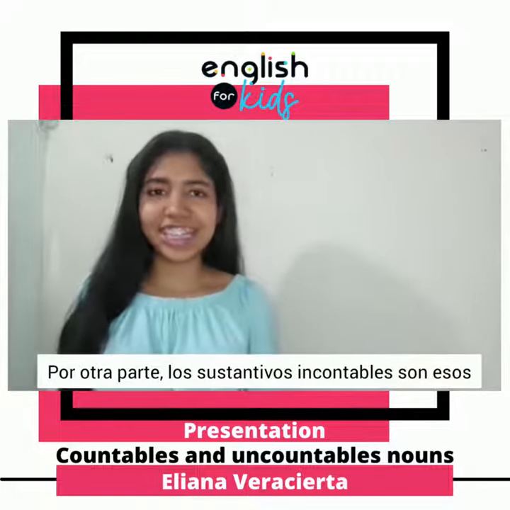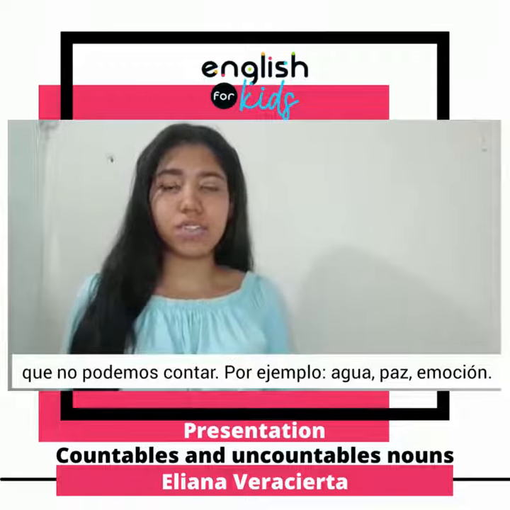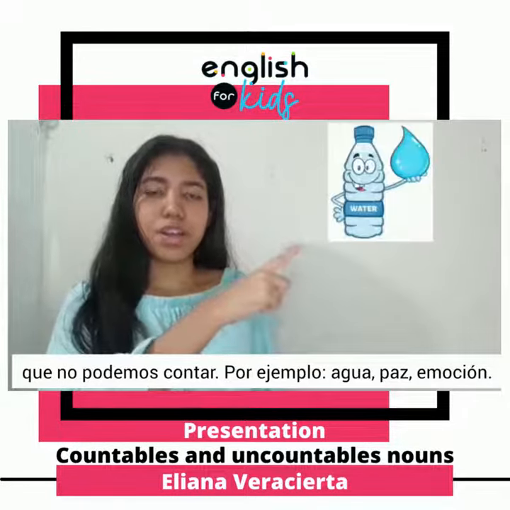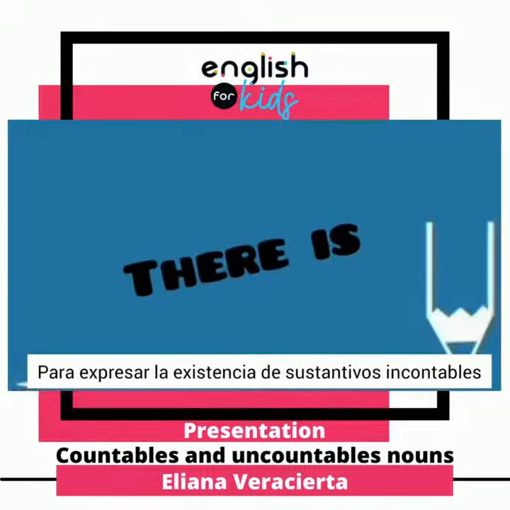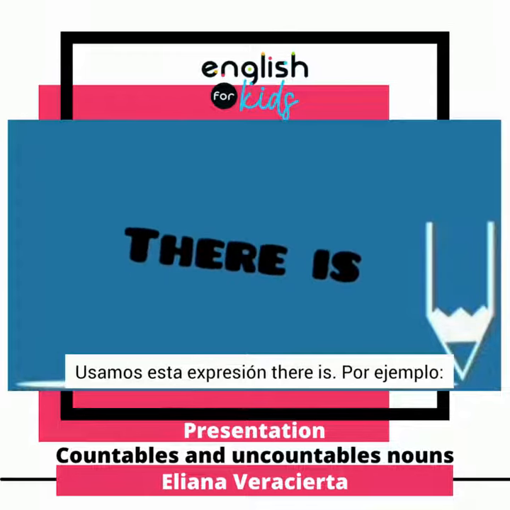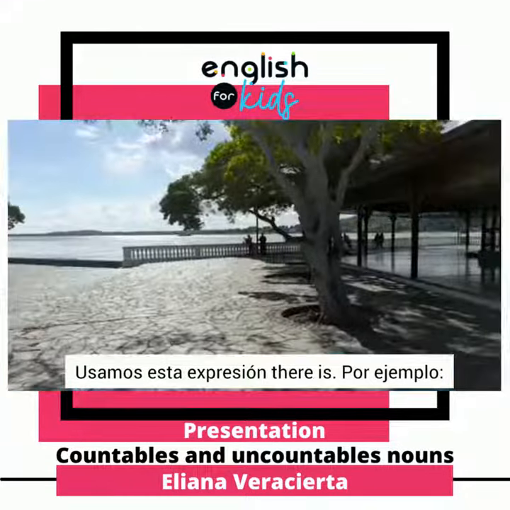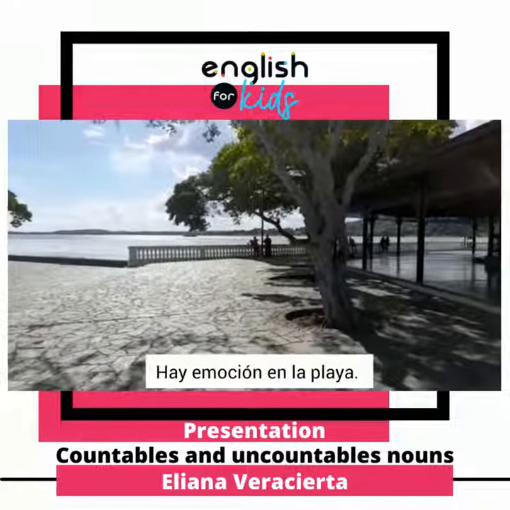On the other hand, uncountable nouns are those that we can't count. For example, water, peace, excitement. To express the existence of an uncountable noun, we use this expression: there is. For example, there is excitement in the beach.